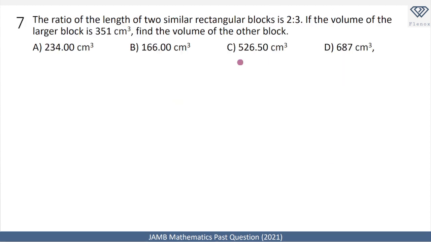So moving on to the next question, we are told that the ratio of the lengths of two similar triangular blocks is 2:3. If the volume of the larger block is this, find the volume of the other block. This is one of those questions where, if you understand the relationship between solid blocks, it's quite easy to tackle. The key thing to understand is that we have two rectangular blocks.